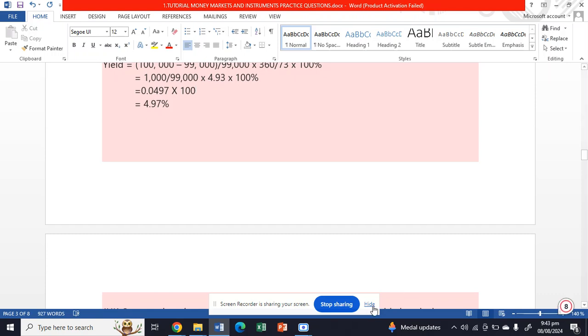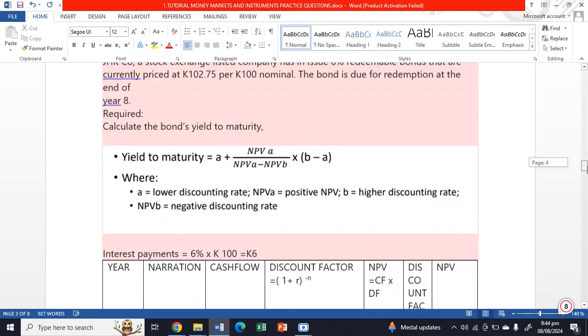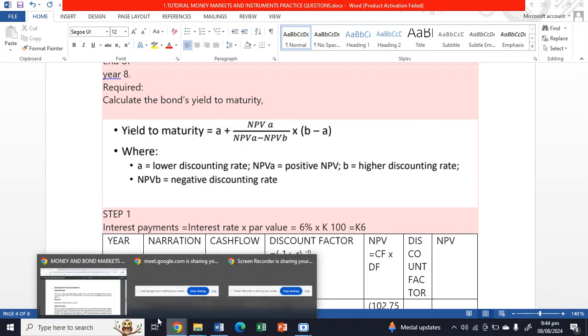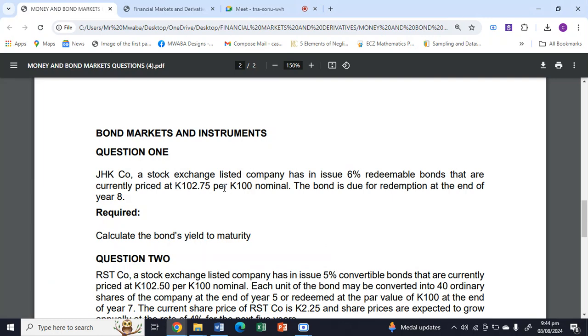So the first thing that we need to do, step one, in calculating the yield to maturity of a bond, is you need to get the interest payments. Okay, so the interest payments is the interest rate multiplied by the par value. Here in this question, they told us the par value is 100 kwacha, 102.75 per 100 kwacha nominal. So this is the par value of the bond.